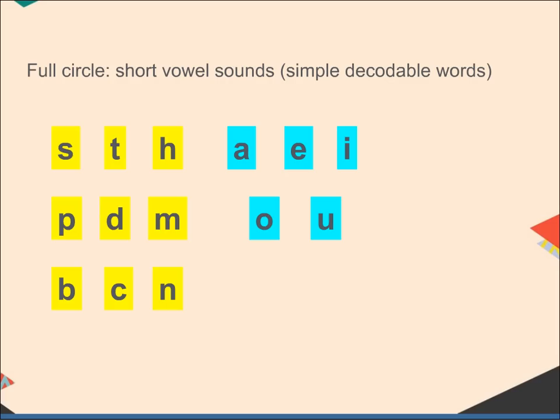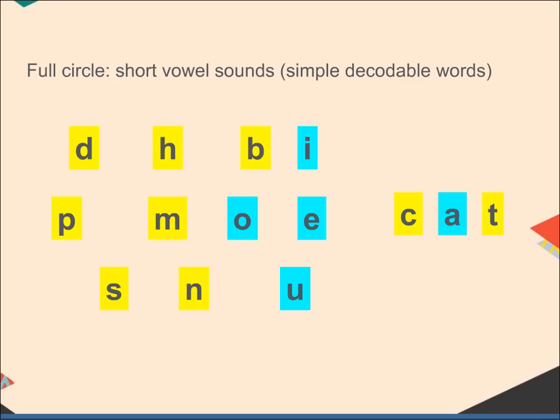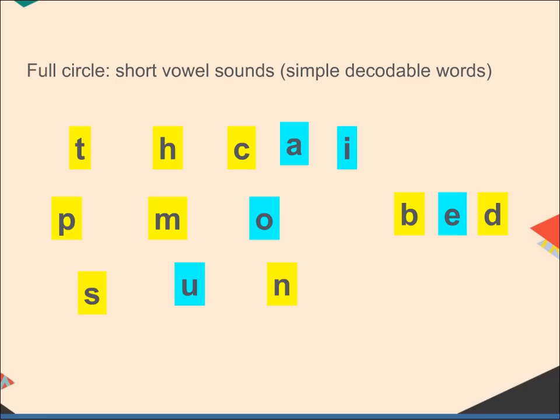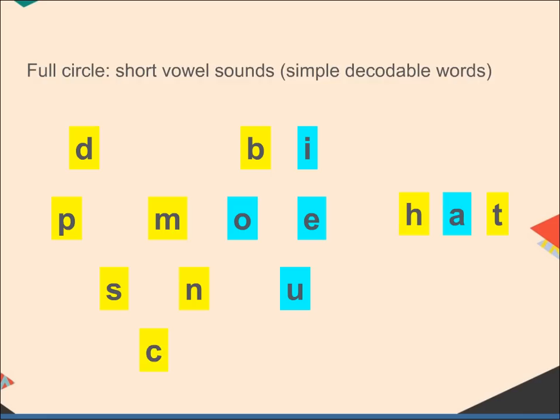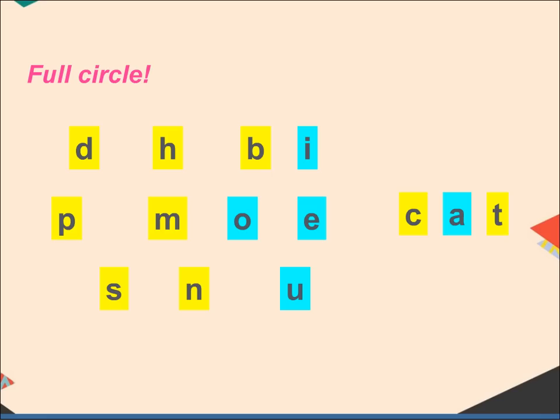So, for example, the first word I call out is cat. And if they're very young and they're still not blending properly, you could say k-at, cat, for example. And the children look through their letter sounds and they make the word. And then you have the next one, bed, sun, ten, hat, wait for it, cat, full circle. So using just this number of letters, you can make loads and loads of words.